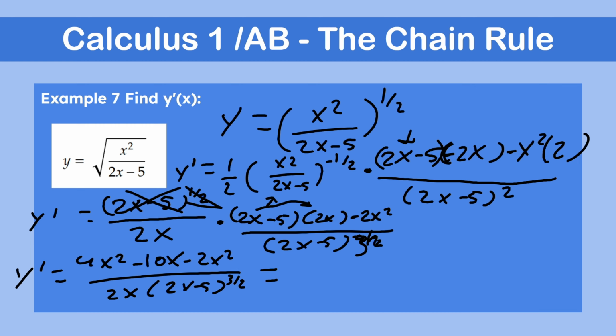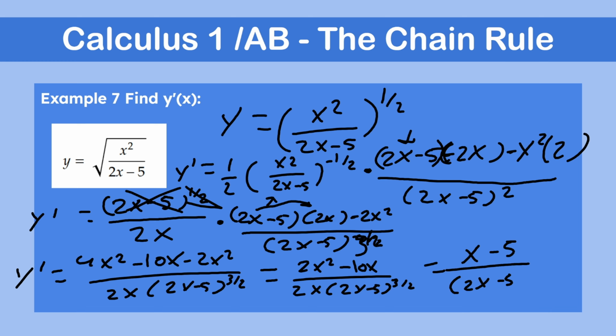We can simplify this even further and say this is 2x minus 10x over 2x minus 5, to the power of 3 over 2. But as you can see here, they have a 2 and an x in common, so we can factor out a 2. So now we have x minus 5 over 2x minus 5, to the power of 3 over 2, and that would be our final answer. So we got rid of a 2x because this has a 2x in here.